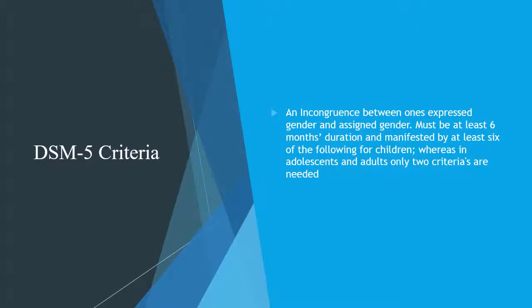So, how is one diagnosed with gender dysphoria? Well, in the DSM-5, the criteria for gender dysphoria is based on an incongruence between one's expressed gender and assigned gender. This must have a duration of at least 6 months and be manifested by at least 6 of the following for children. Whereas for adults and adolescents, only 2 criteria need to be met in order to have gender dysphoria.